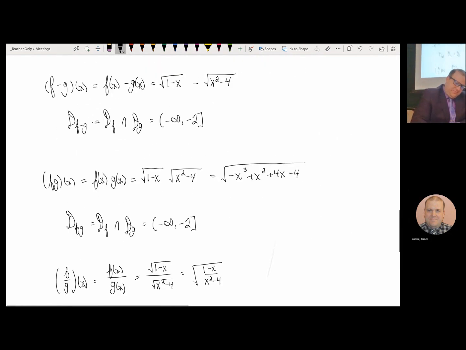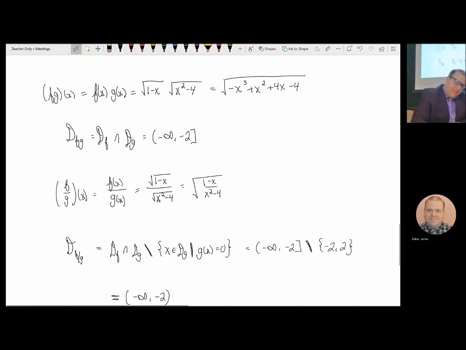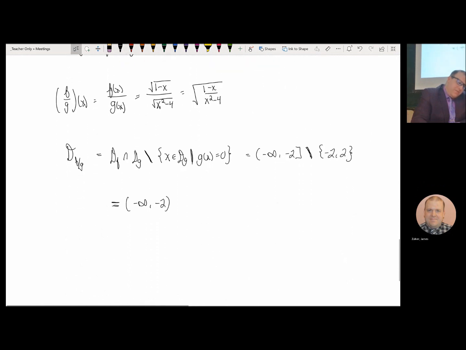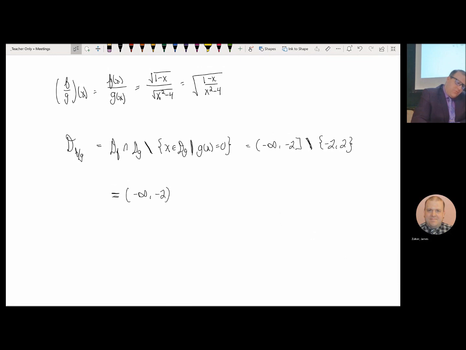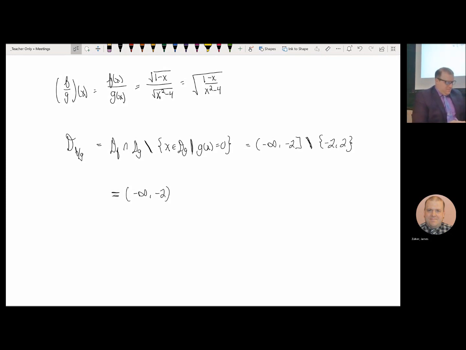Notice here, for division, what did actually, I think it would still work out when if you just looked at it and tried to find the domain of the function without considering the domain of f and the domain of g, you should still get minus infinity to minus 2. Nice. All right.